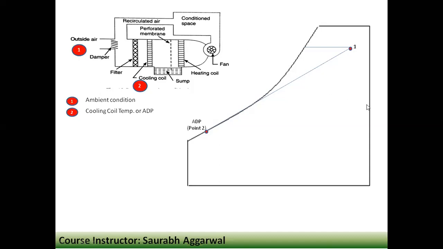Now let us suppose we reach a design condition at point 3, which is somewhere over here. The air has cooled from this point, but it does not reach point 2, it reaches somewhere near about here, and then it is heated to reach point 3 in the horizontal direction. Now what happens is after reaching point 3, this air is supplied to the room, the conditioned space.